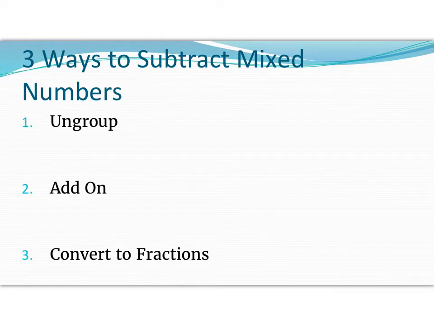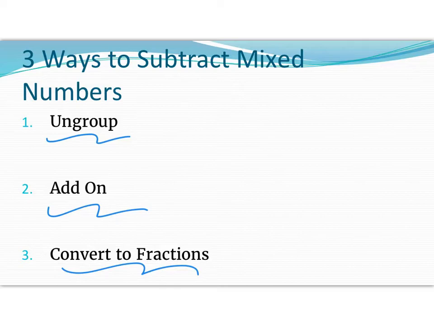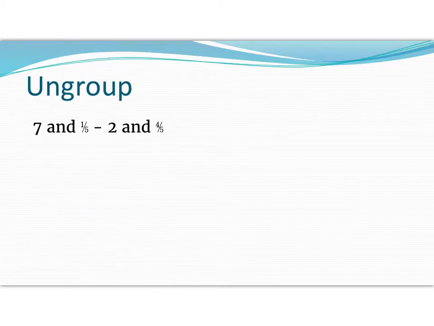So there's 3 ways to subtract mixed numbers. We can ungroup, we can add on, or we can convert to fractions. Let's dig into each of those. You actually already saw number 1, which was ungrouping. So one more time, just in case you didn't catch it the first time around. 7 1/5 minus 2 4/5.